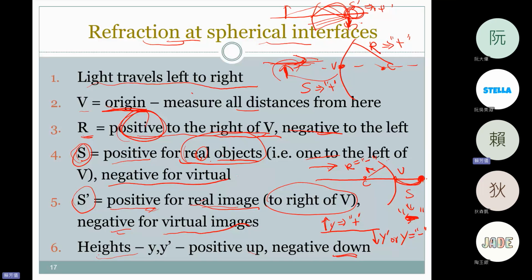Okay, all of this is also shown in your textbook. If you want to find the description in your textbook, you can also see the page.